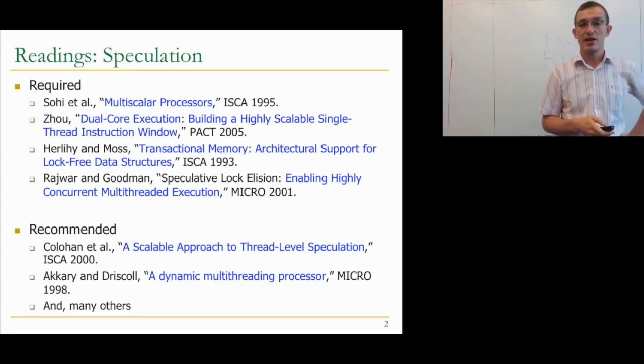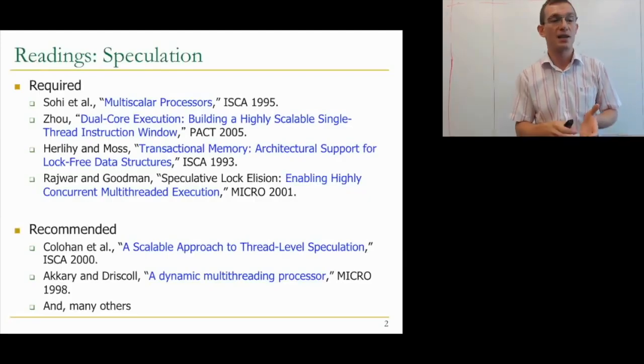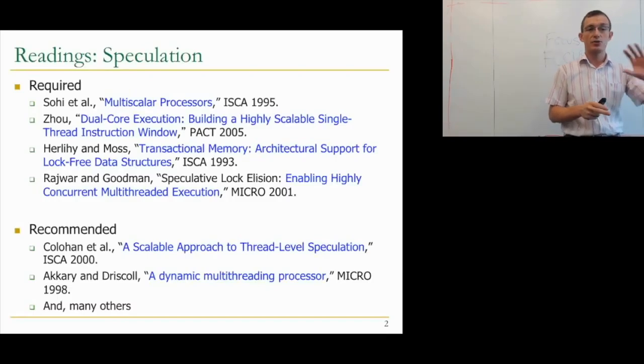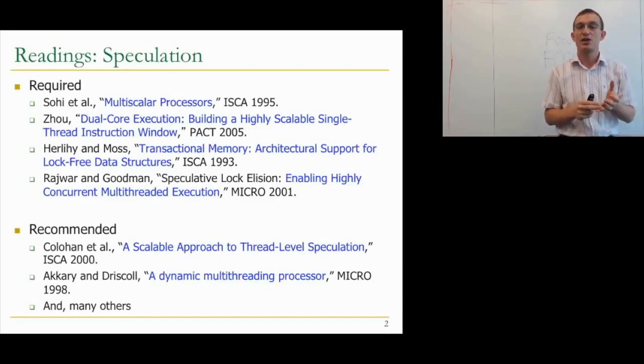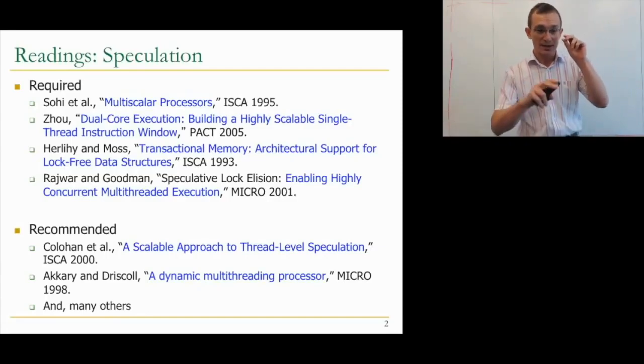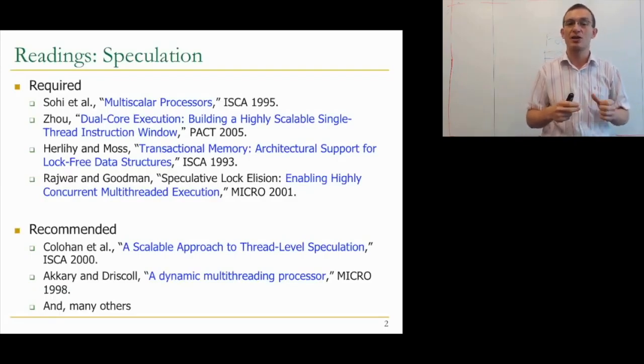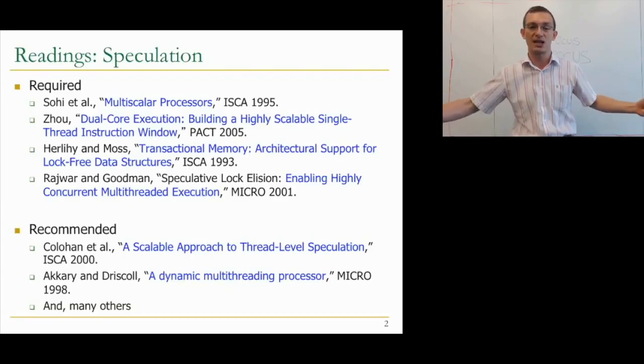Later on, there are two aspects of speculation. Speculation to improve single-threaded programs and speculation to improve parallel programs. The first two papers cover the aspect of speculation to improve single-threaded programs. How can we basically use speculation to parallelize a single-threaded program? The second two papers cover aspects of using speculation to actually improve parallel application performance.